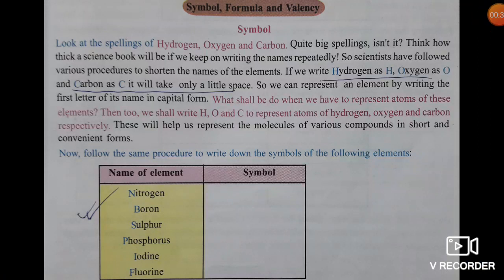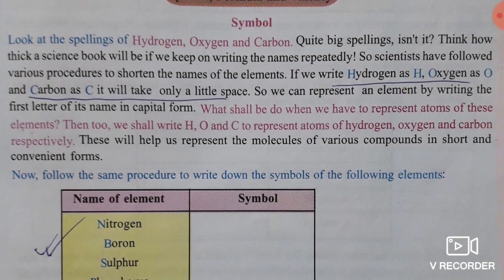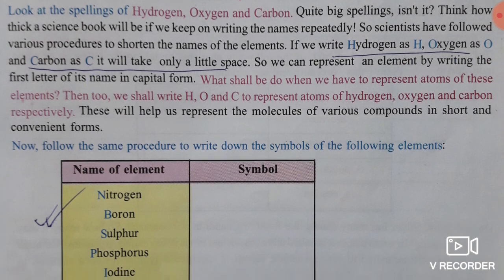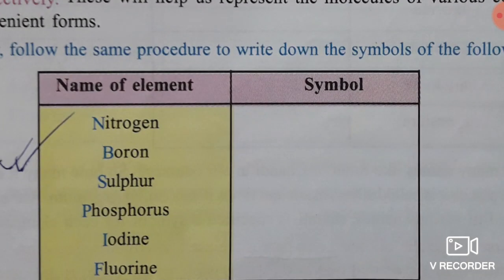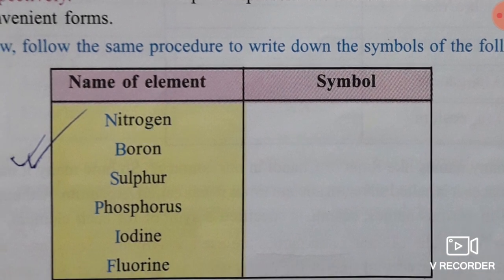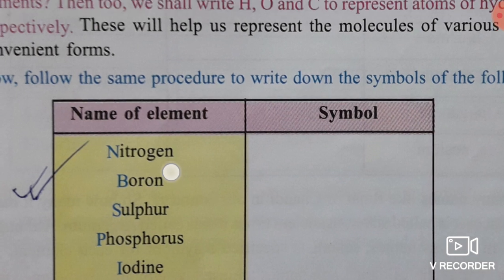First of all, we will start with symbol. Now we know the name of hydrogen, oxygen, carbon, etc. But how we should denote them? We can use their symbols. Like the symbol for hydrogen is given by its first letter H, and for oxygen O, for carbon C. Similarly, we can see this in this chart that we can use the first letter of each element like nitrogen, boron, sulfur. The first letter represents their symbol.